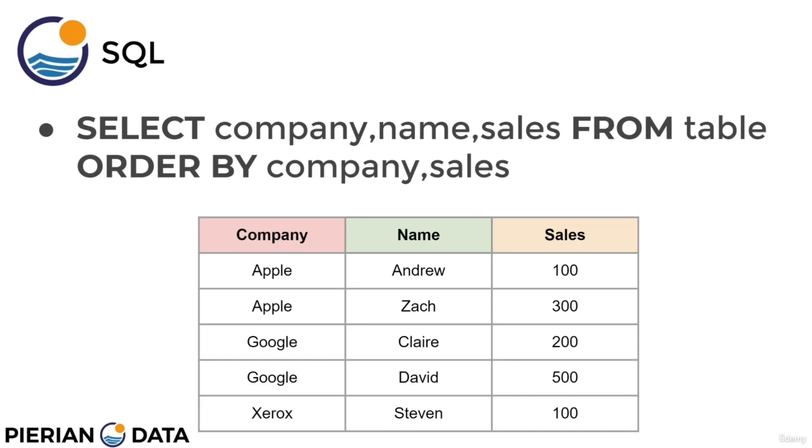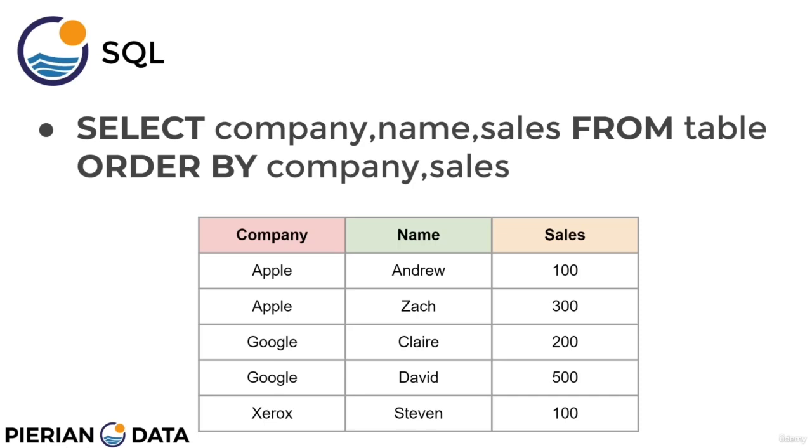Well, it means we sort everything first based off the company column. So notice we have Apple coming in first in alphabetical order, then Google, and then Xerox. And then the corresponding names also get lined up. However, we can then also order by the sales. So after you've done the sorting based off the company column, which makes sense because there's duplicate values there, within that particular company, we do a second ordering, which is by the sales column. So note the sales now is in ascending order for each individual within the same company. So we see Andrew with 100, and then Zach with 300. And then for Google, we see Claire with 200, and then David with 500.